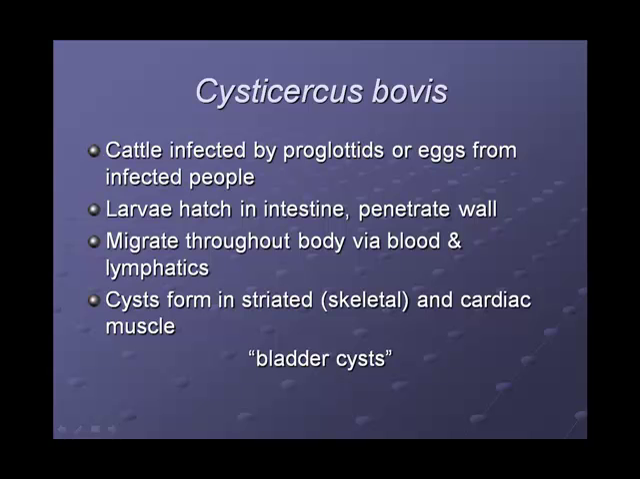This worm sheds portions of its body, and those segments will contain infectious eggs. And so either the proglottids or the eggs will be picked up by the cattle. The larvae will hatch, penetrate the intestinal wall, migrate within the body of the cattle, and then will ultimately localize in most situations into what we call the striated or skeletal muscle.